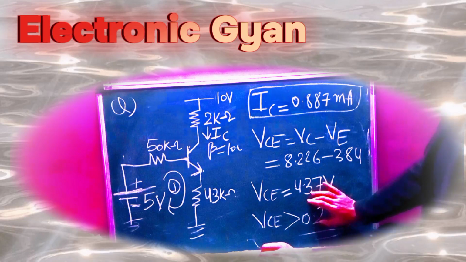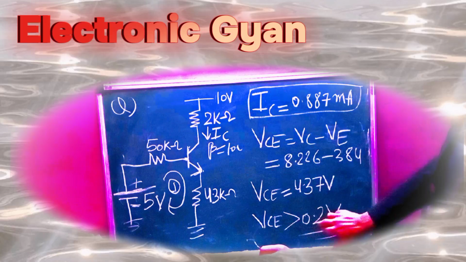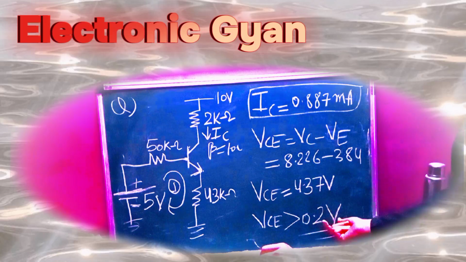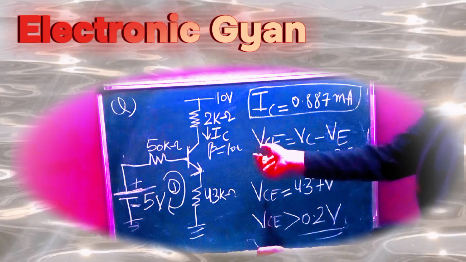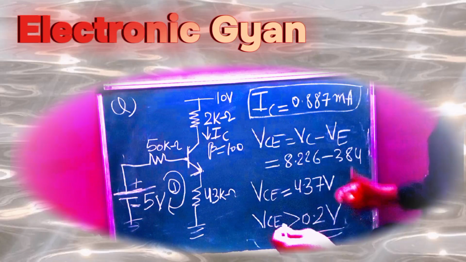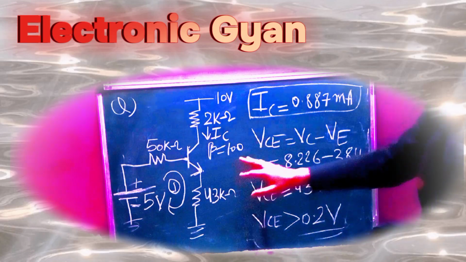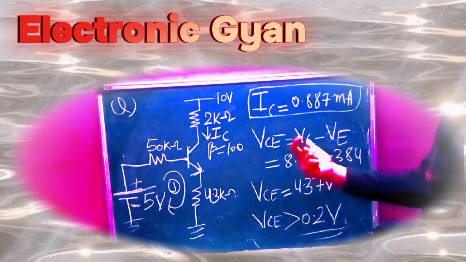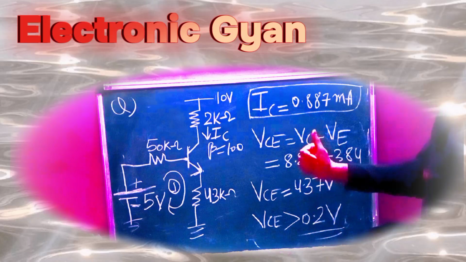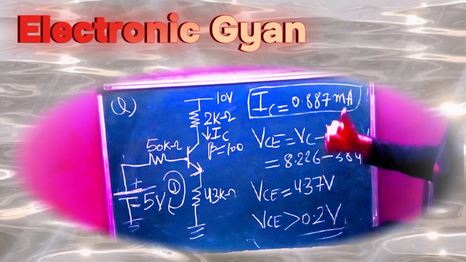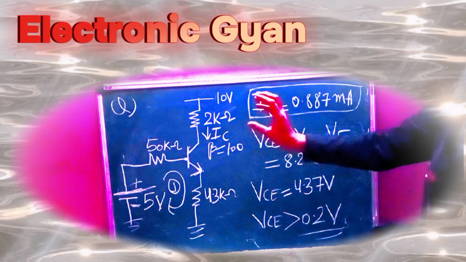0.2 volt is the saturation voltage of collector to emitter voltage, but here it is coming greater than 0.2, therefore our transistor is working in active mode. We want to check whether this transistor is operating in the saturation, active or cutoff region. We have checked that our transistor is working in the active region and hence it can work as an amplifier. Now we will jump to the AC analysis of the amplifier.